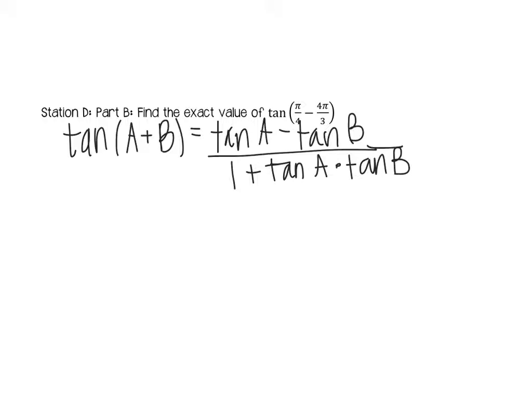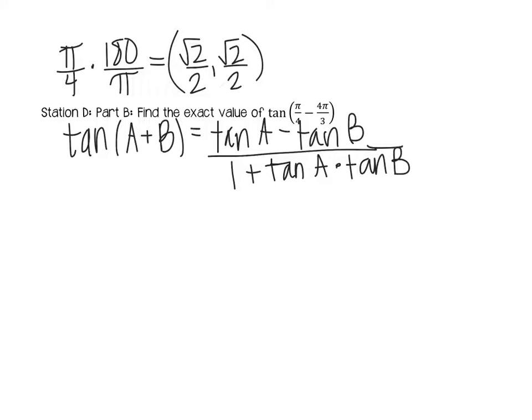So the next thing I need to do is figure out what the points are that are associated with each of these things so that I can use them to find tangent. Okay, so if I'm going to look at pi over 4 first, I need to change that into degrees. So I'm going to multiply that by 180 over pi, and that's going to give me the points root 2 over 2, comma root 2 over 2. Okay, so I know that for pi over 4, I'm dealing with the points root 2 over 2, root 2 over 2.